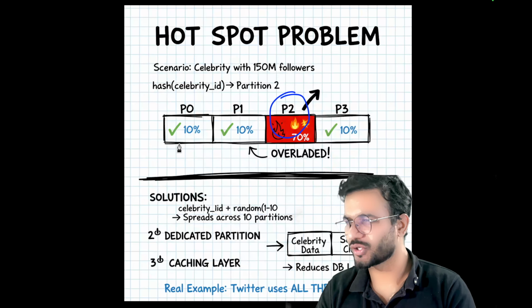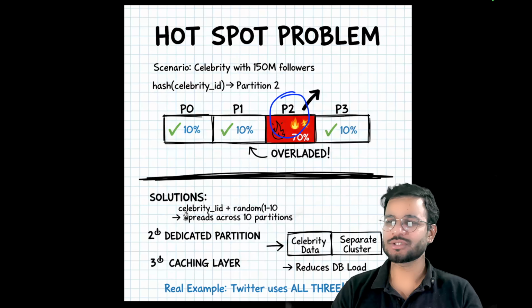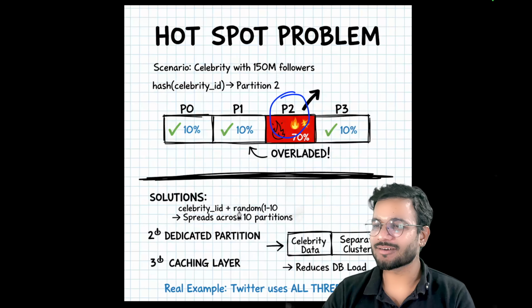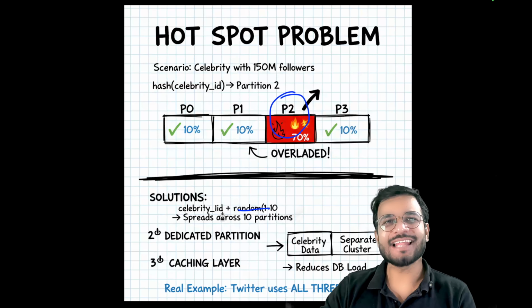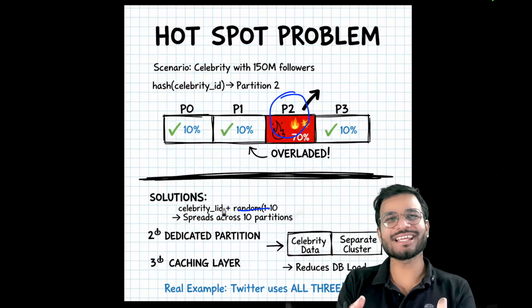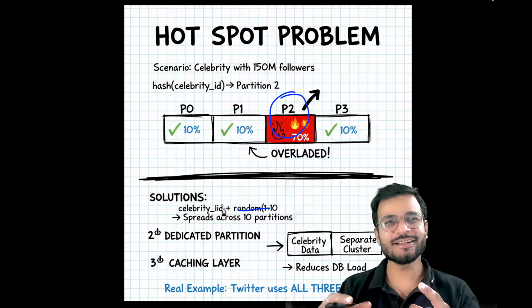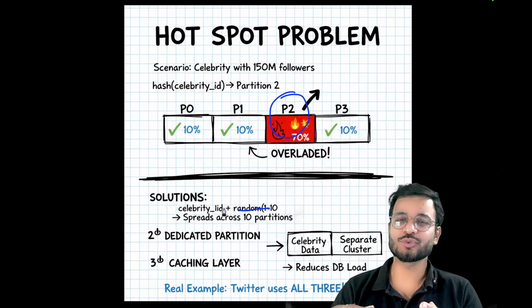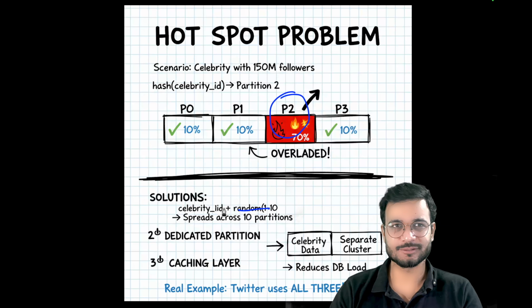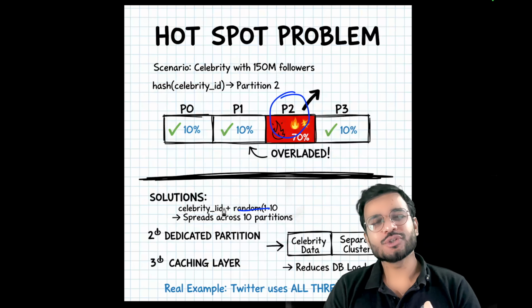One is when there is a celebrity, or we know that a particular user's tweet will attract many users. In that case, we can simply add a random number to the celebrity ID and then hash it. That way, it will be evenly distributed among different servers. Adding a random number does the trick for us. It will evenly distribute the data among the partitions, and that way we can reduce the load on one particular server.